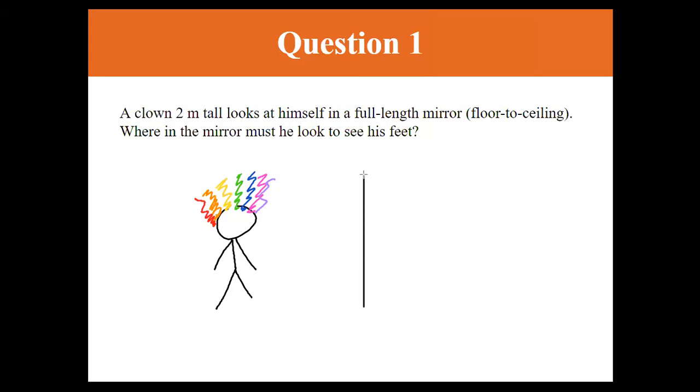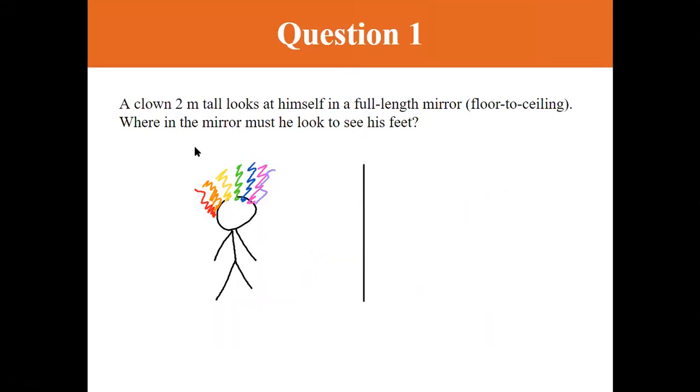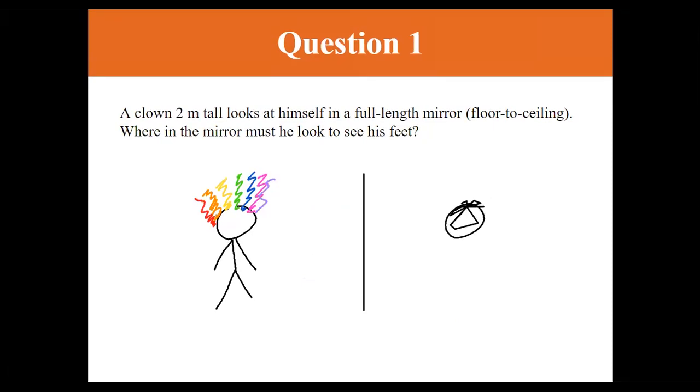Here's the mirror. It's kind of like a side view of the mirror, and what the clown sees then is the reflection in the mirror. Everything is bouncing back to him.